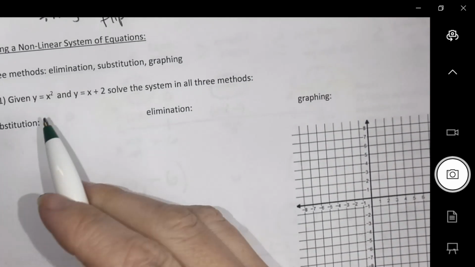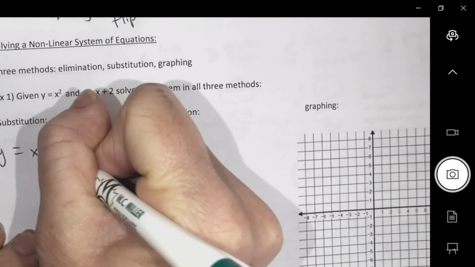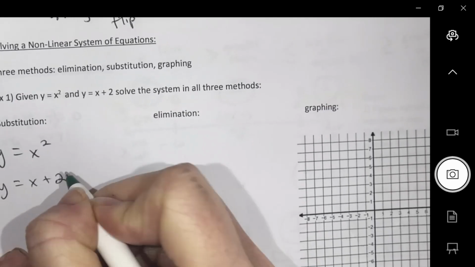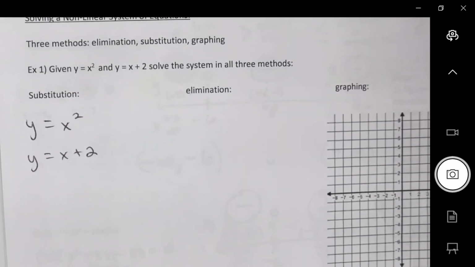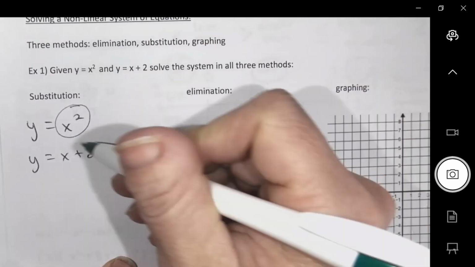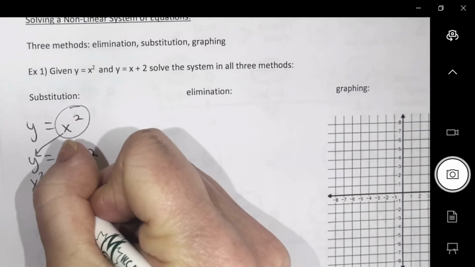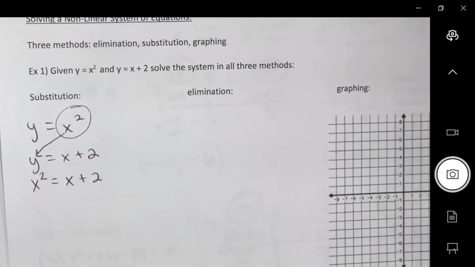Okay, ready? Substitution. We're going to try this using all three ways. If y is equal to x squared, does this make sense to you that I could replace that y with an x squared? Okay, that's called a substitution in math. You can replace with something if it's equal.